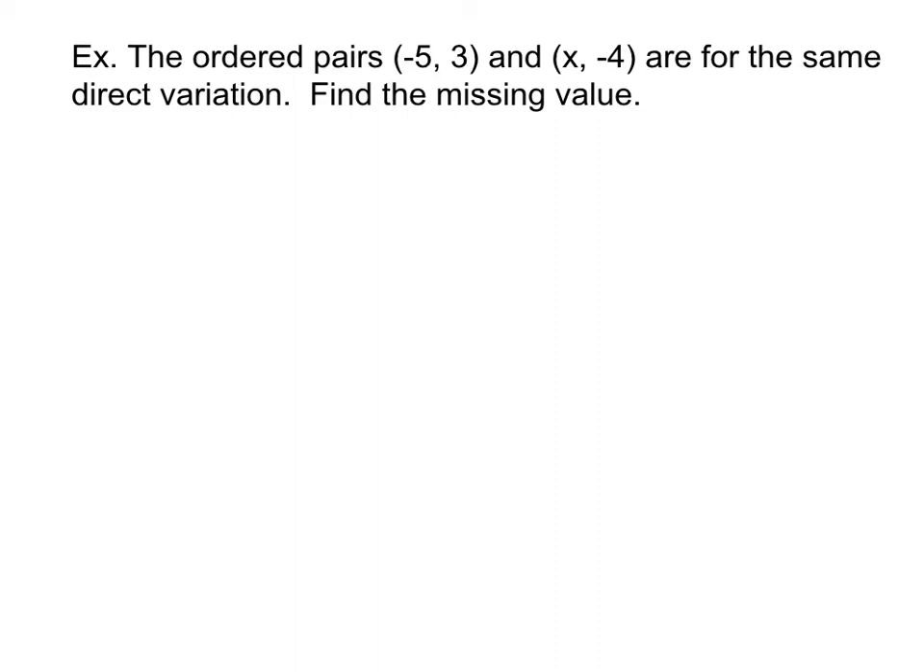So what you're going to do here is find the k for the first point. So here's my direct variation equation, y equals kx. And to find my k, all I do is put my y value over top of my x value, and see if I can simplify it. In this case, no. So my equation is y equals 3 over negative 5 x. Now remember that negative floats, so we can put it in front of the 3 as well.